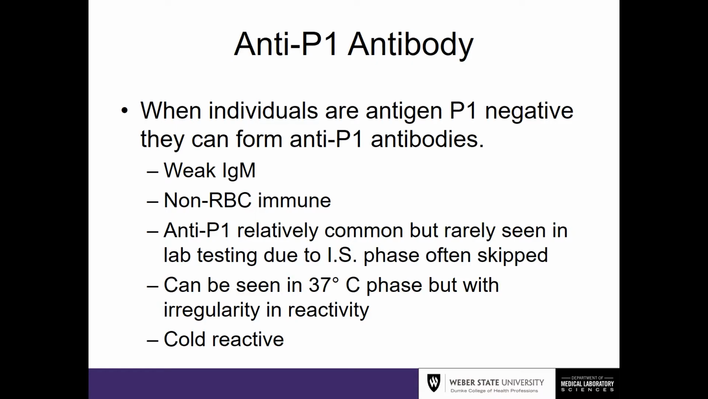And then also on your screening cells, you'll probably notice the irregularity of the reactivity. So with screening cell 1, you might notice a 1+. With screening cell 2, it might be a 4+. Screening cell 3, again a 1+. Just due to the irregularity of expression of these antigens, you're going to get that irregularity seen across your panels, so be aware of that.